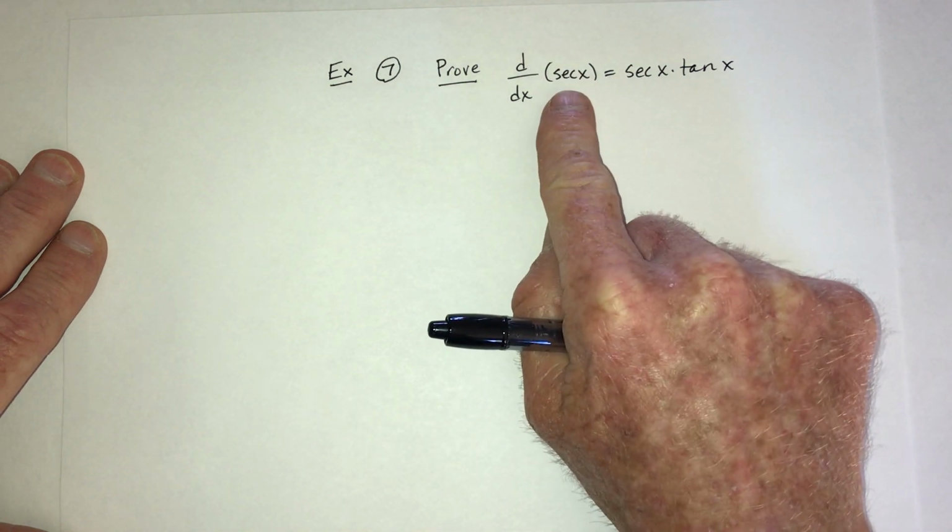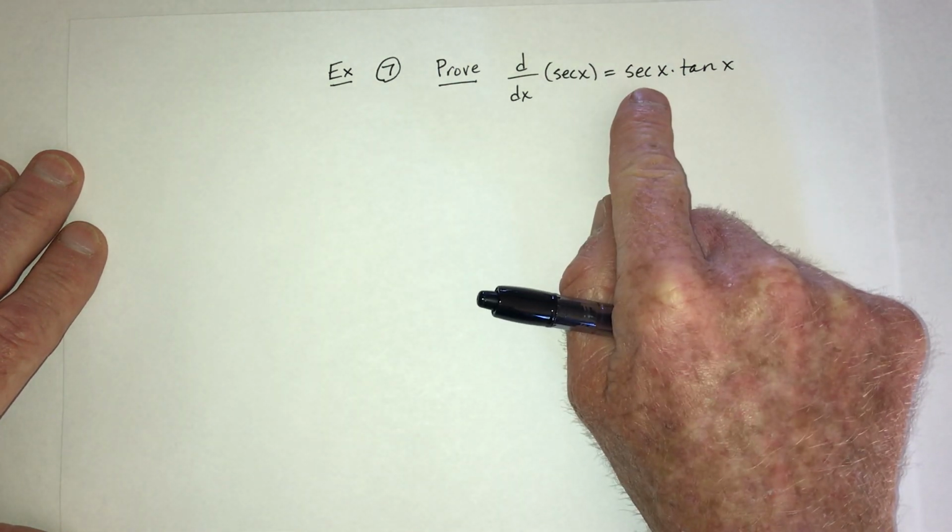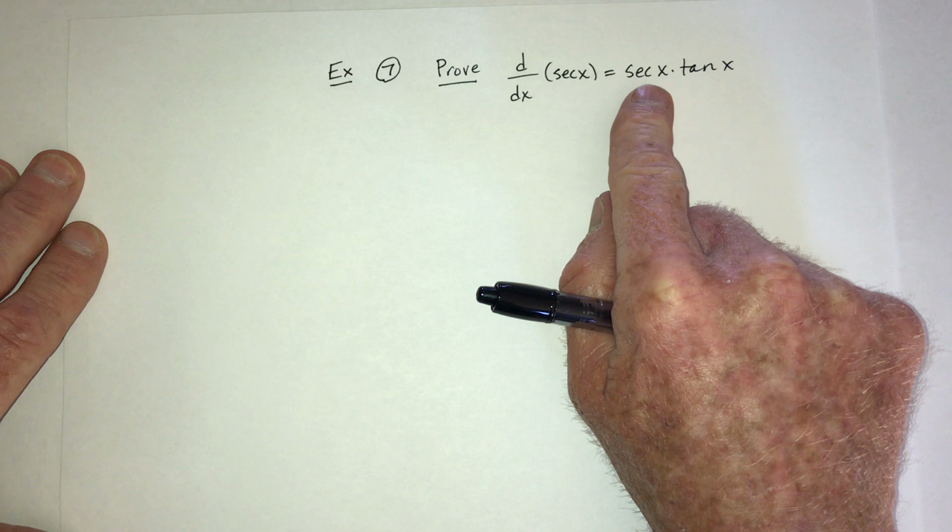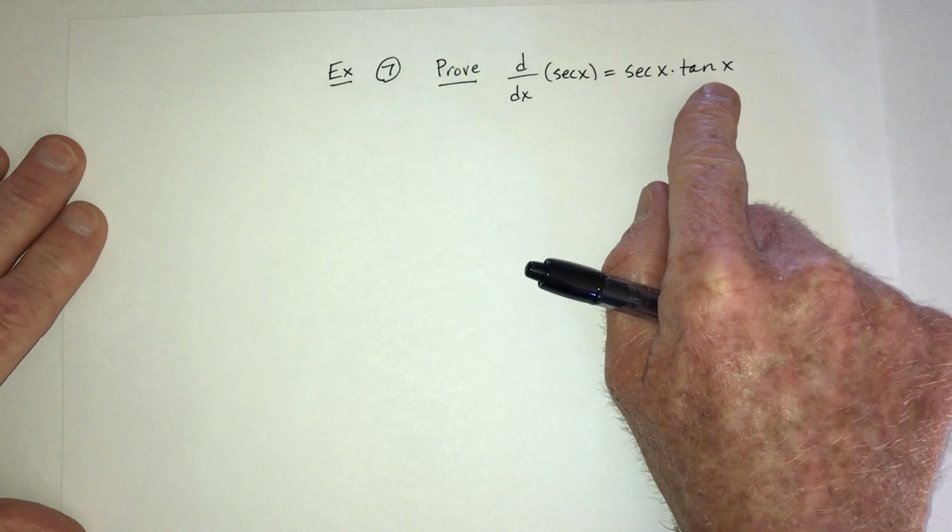The way that I remember this one is that secant likes to talk about himself. So he goes first. He goes, yeah, secant, secant, secant. And then tangent goes, hey, what about me?